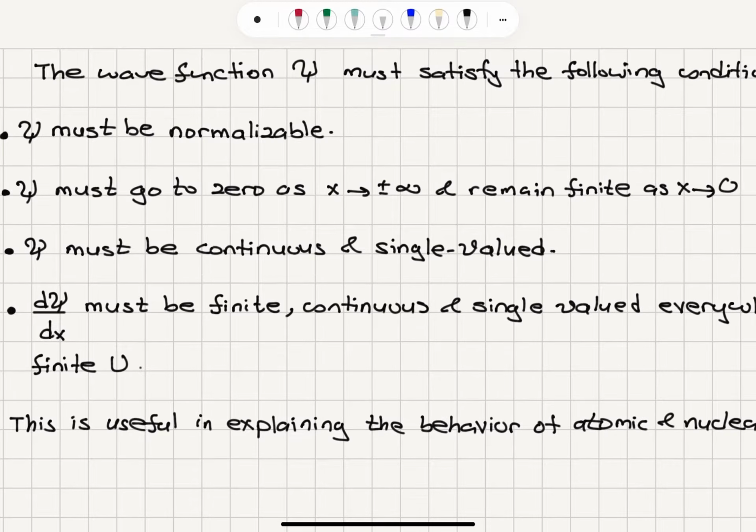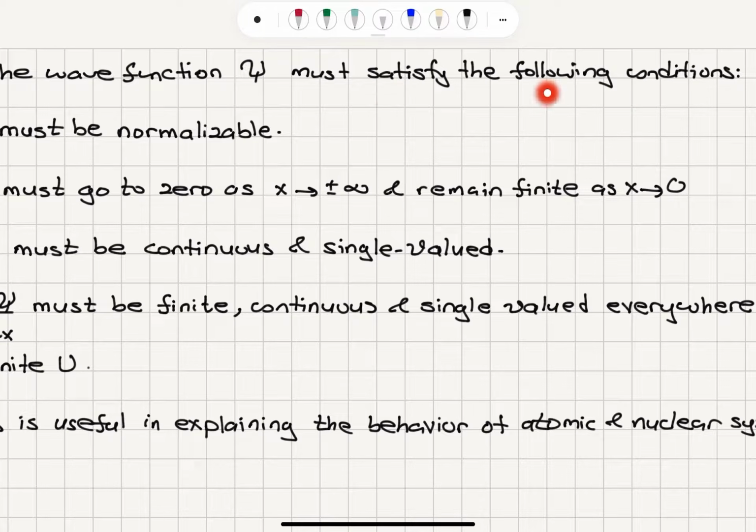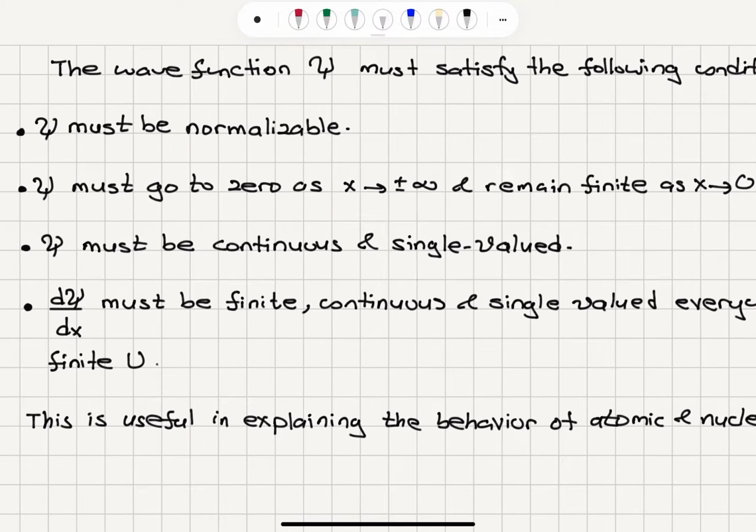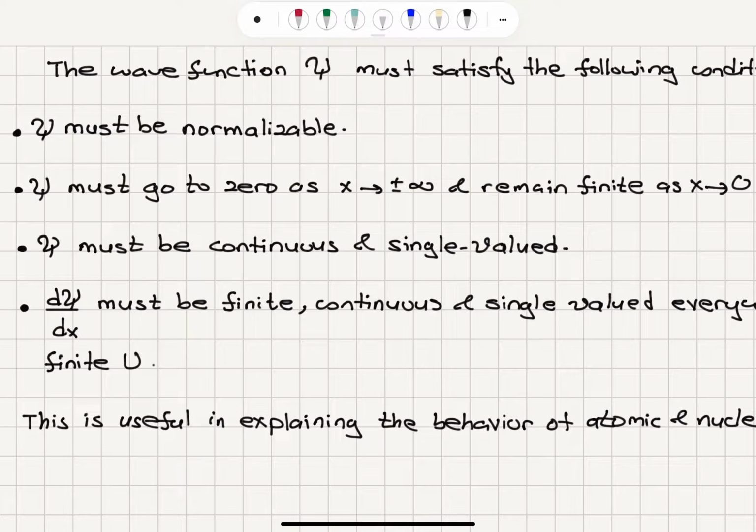There are some conditions the wave function psi must satisfy in order to be a solution of Schrödinger's equation. The first condition we have already talked about is that the wave function must be normalizable. What does that mean? If I integrate from minus infinity to plus infinity the absolute value of psi squared dx, in other words, the bra-ket of psi with psi, this should be equal to 1. So this is our normalization condition.